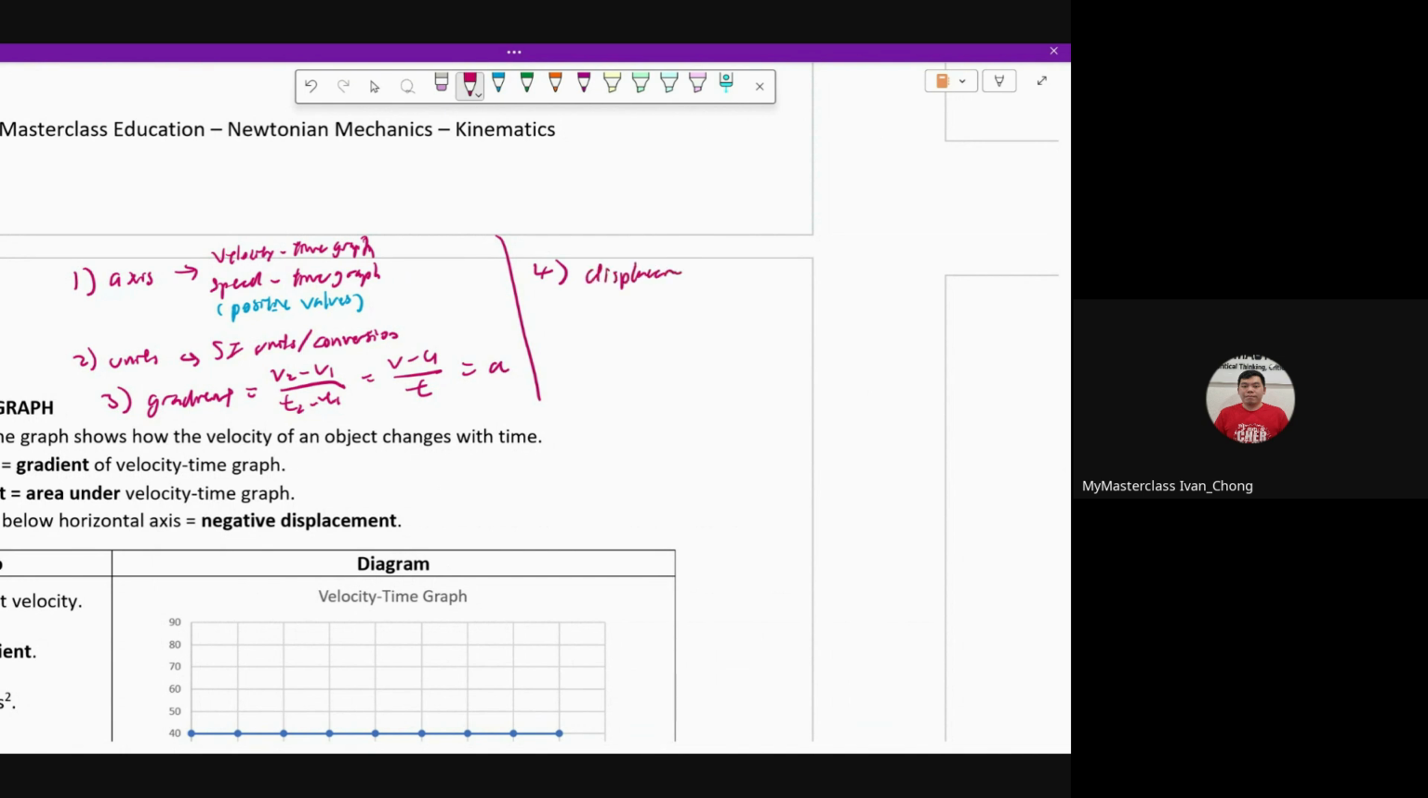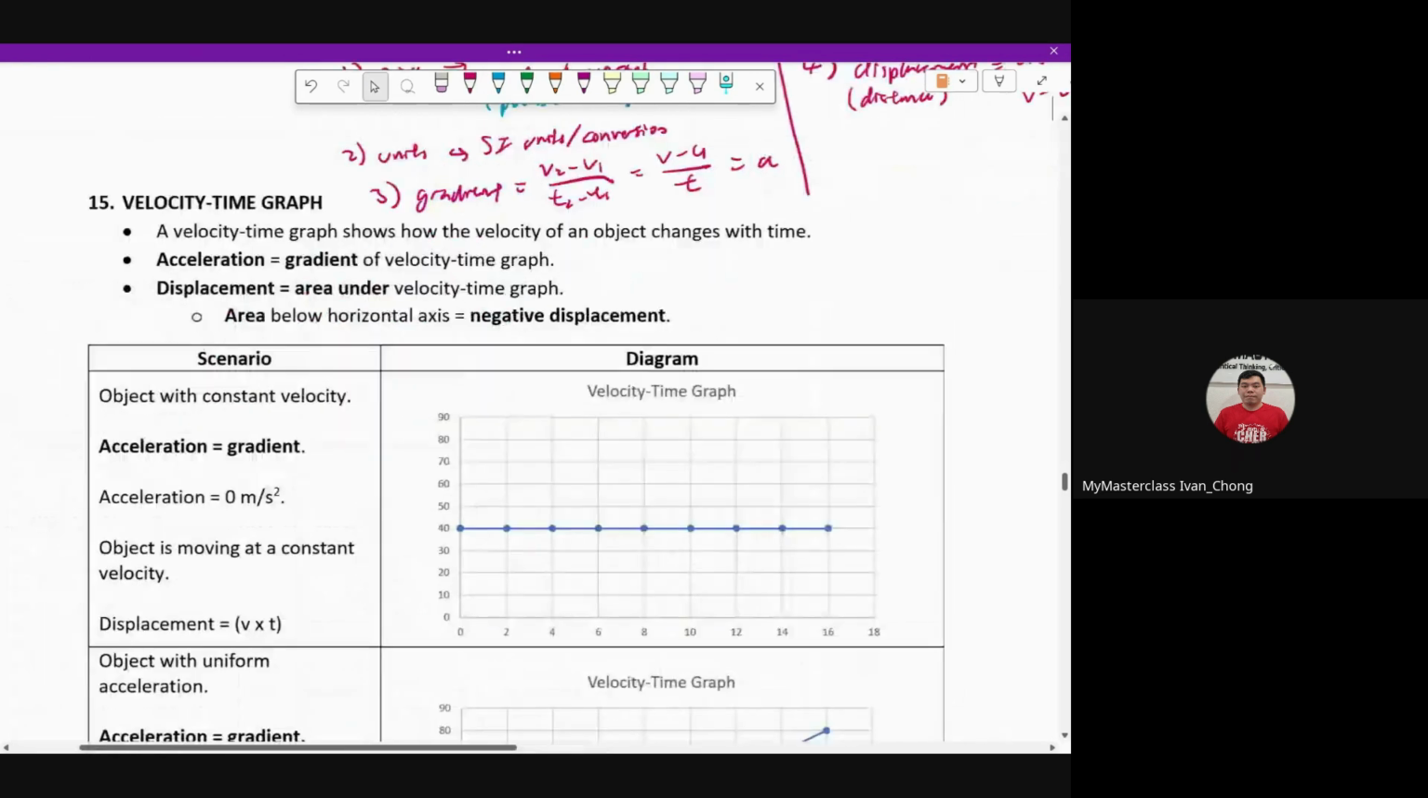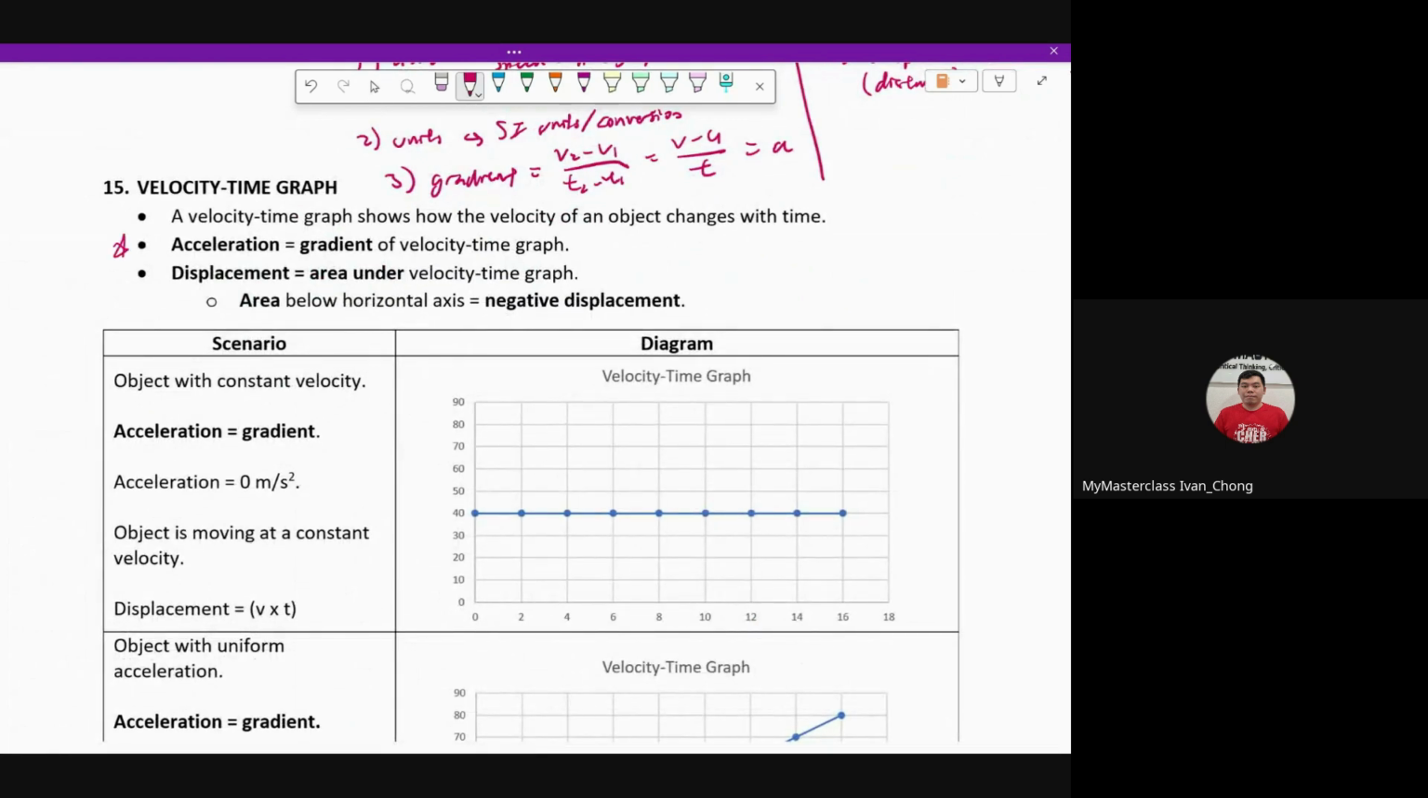Displacement or your distance, depending on which one you use, is equal to your area under the VT graph. Okay, so this V can represent either your velocity time or your speed time graph itself. Okay, so basically it's the area underneath. So you can see these 2 points over here. All right, and anything below your horizontal axis will give you a negative displacement.